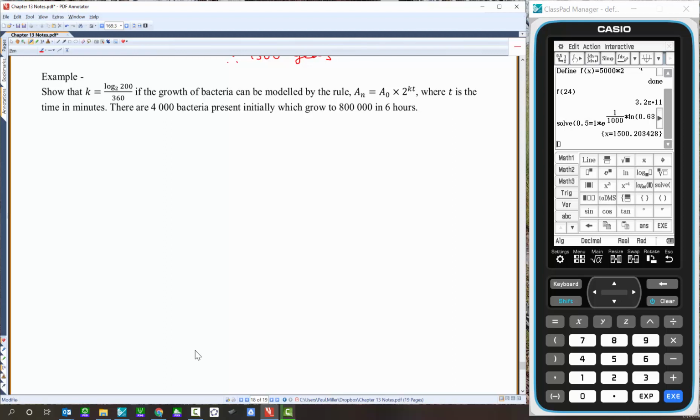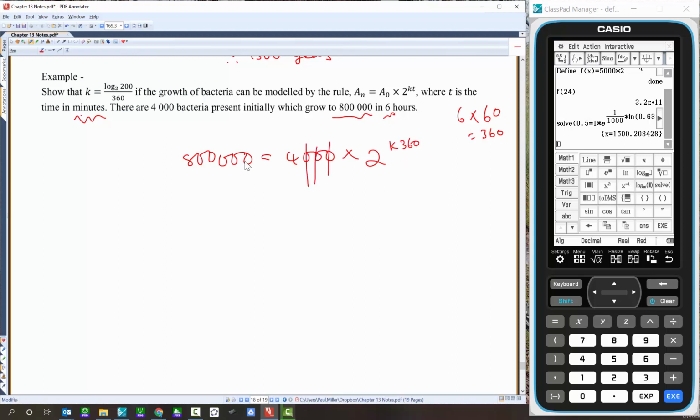And another k value question here. Show that k is equal to this if the growth of bacteria can be modeled by this rule here, where t is the time in minutes. Important to note that. There are 4,000 bacteria present initially, which grows to 800,000 in 6 hours, noting that this is in minutes. So we've got 800,000 equals 4,000 times 2 to the kt. T is time in minutes. So we've got 6 hours, 6 hours times 60 equals 360.